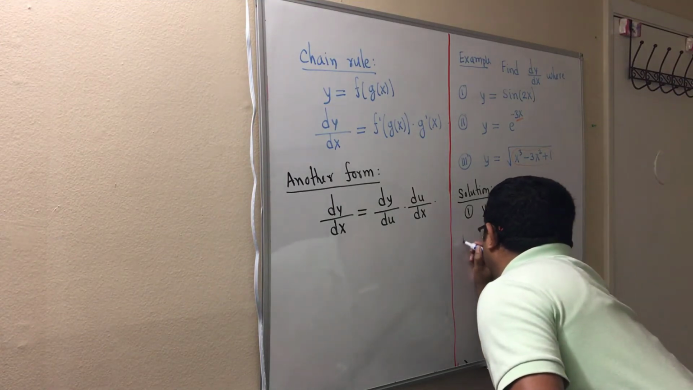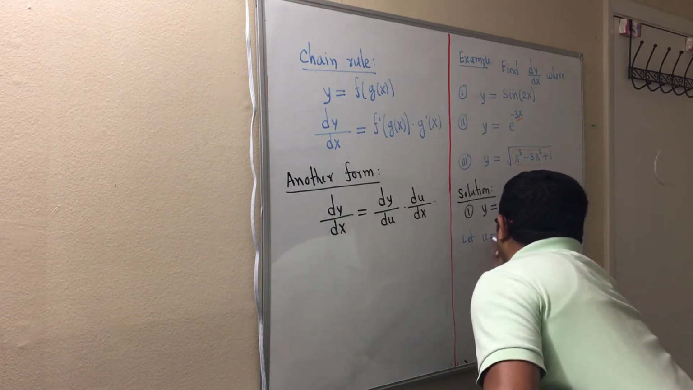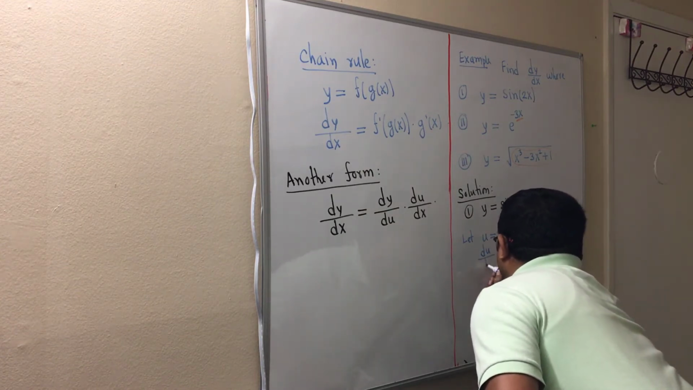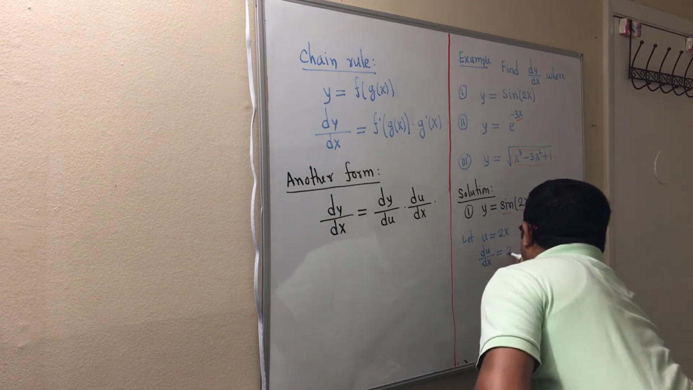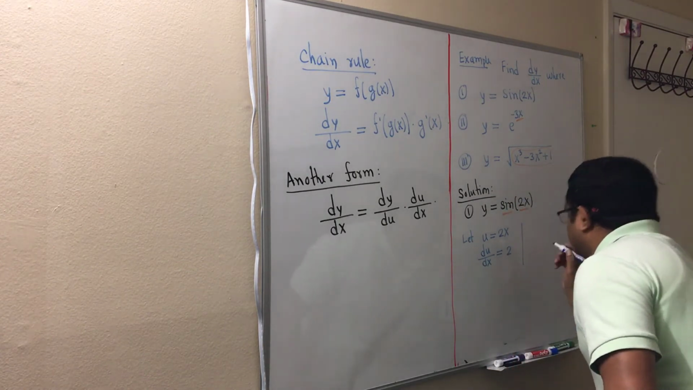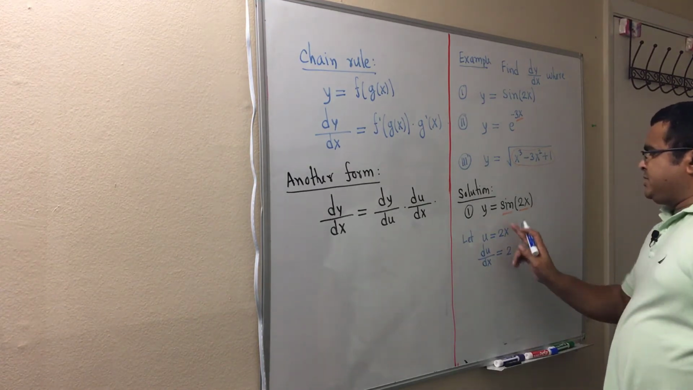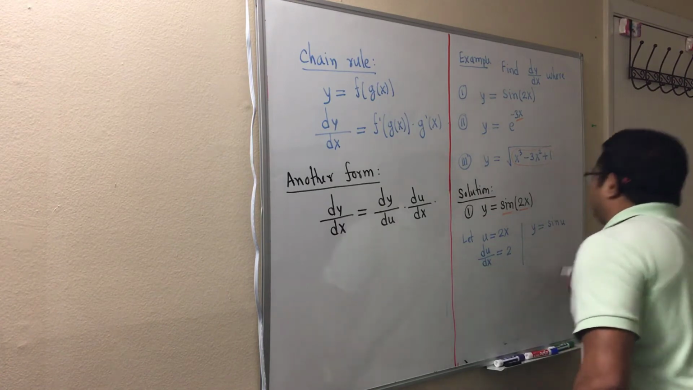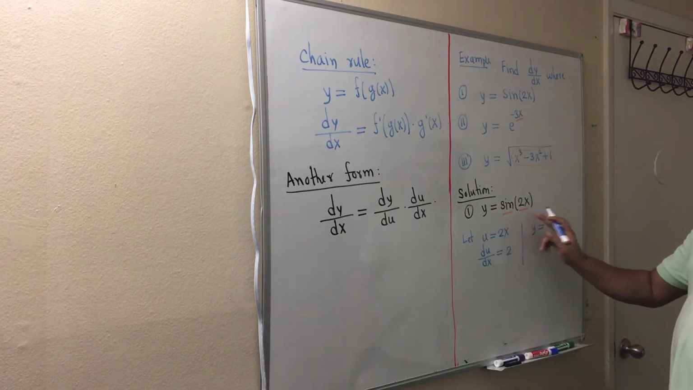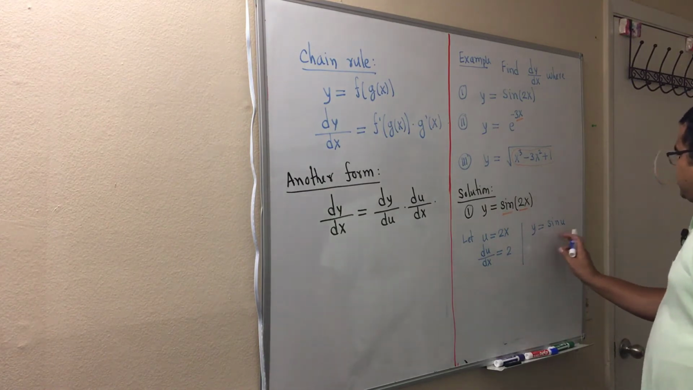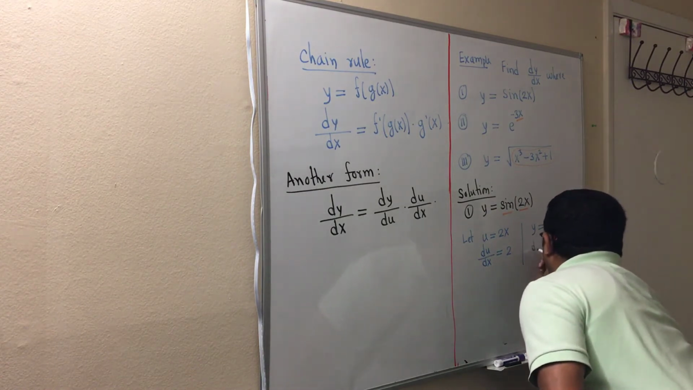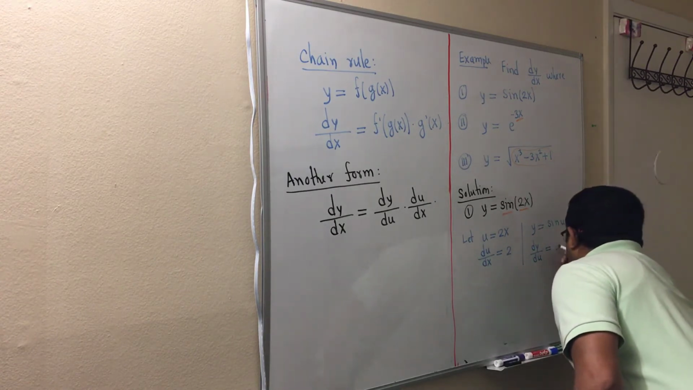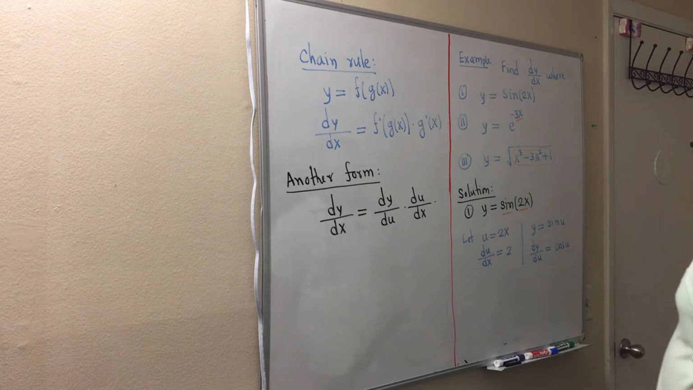So, for number 1, 2x is the inner function. So, let u equal that inner function, 2x. Now, take the derivative of u with respect to x. So, it is 2. If u equals 2x, then y becomes sine u. Now, this is a function of u, so take the derivative of y with respect to u and it becomes cosine u.